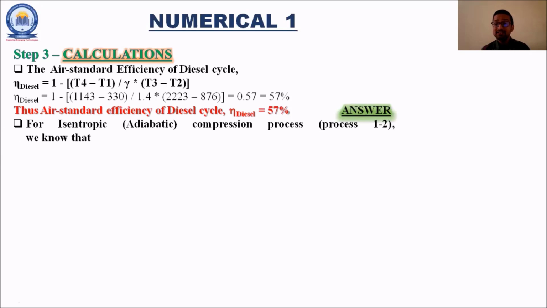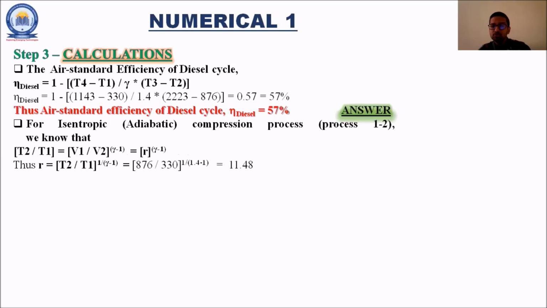So now we need to calculate the maximum pressure attained in the cycle. So for that particular parameter, I am taking the isentropic adiabatic compression process, that is process 1 to 2. We know that T2 by T1 is equal to (V1 by V2) raised to gamma minus 1. V1 by V2 is equal to R, so that is R raised to gamma minus 1. So using this equation, firstly I am calculating the compression ratio. The answer comes out to be 11.48. So this is the answer of the compression ratio.